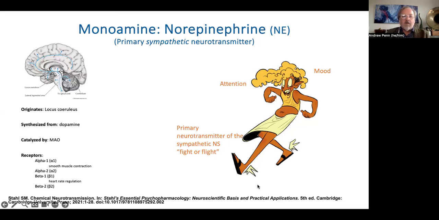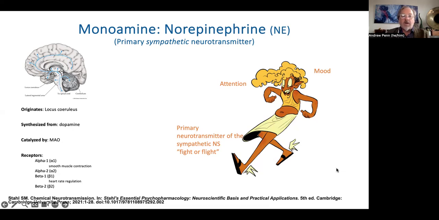Next neurotransmitter in the monoamine area that we're going to talk about is norepinephrine. Norepinephrine is the primary neurotransmitter of the sympathetic nervous system. When we think about the sympathetic nervous system, we think of fight or flight. We should also be thinking about attention and mood. And this is coming from the locus ceruleus, in that central brainstem, top of the brainstem.